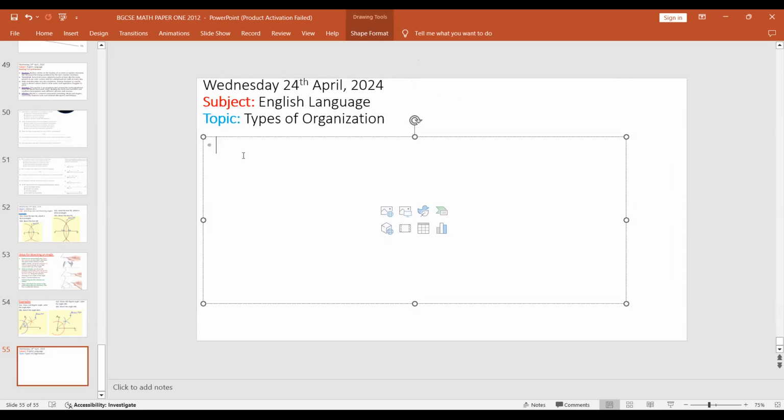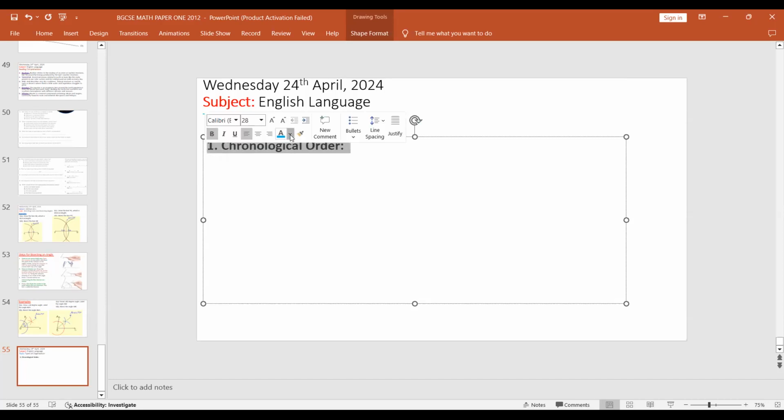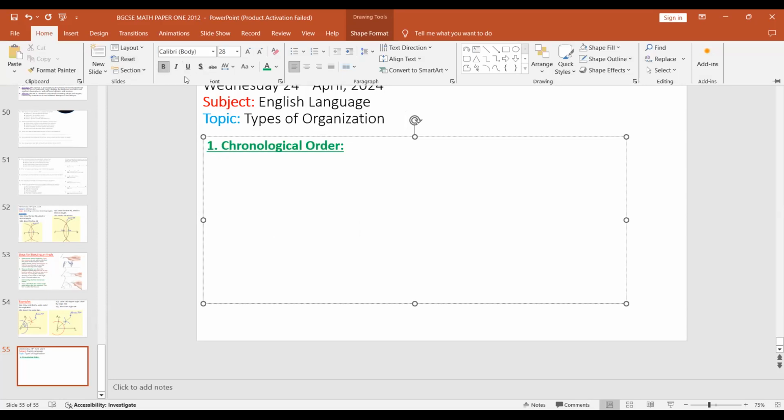So the first type of organization is when you have things in chronological order. Now, when we say chronological order, does anyone know what we mean by chronological order before I explain what that means? Like when you hear chronological order, what does that mean? Do I have to start calling names? Maybe I have to.